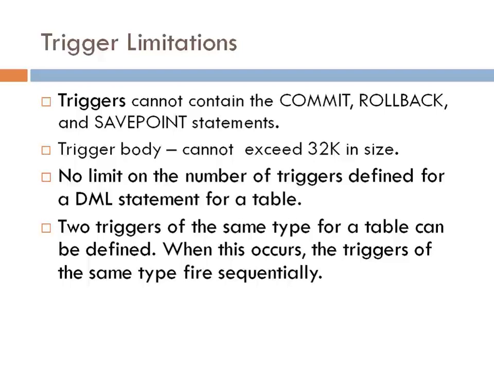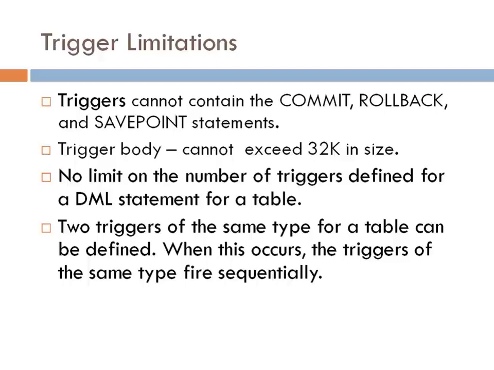So next is limitations of triggers. You cannot add commit, rollback or savepoint statements in triggers. Then the trigger body cannot exceed 32k in size. You have to keep the triggers short. There is no limit on the number of triggers defined for a DML statement for a table. You can add as many triggers for a table as you want or as you require.